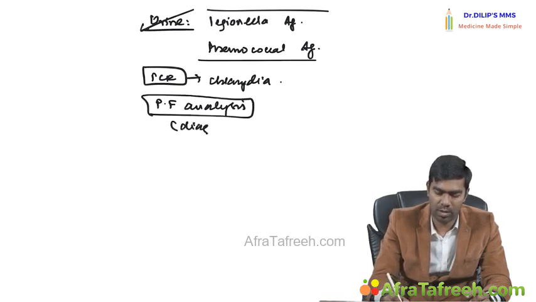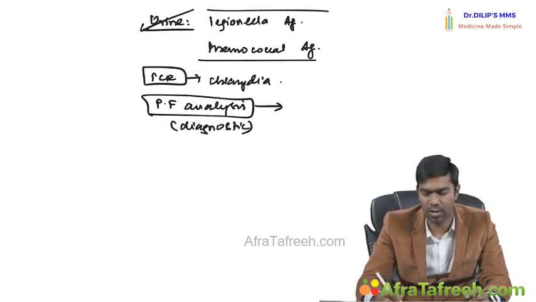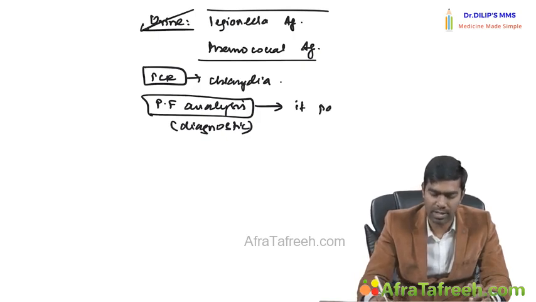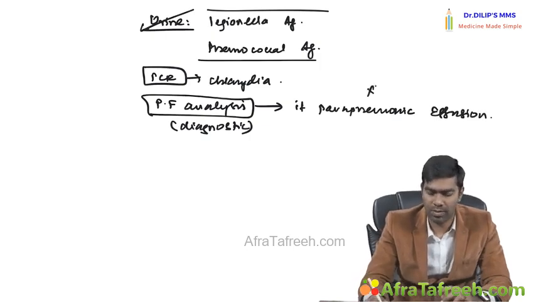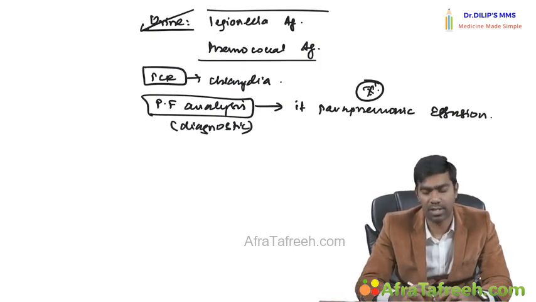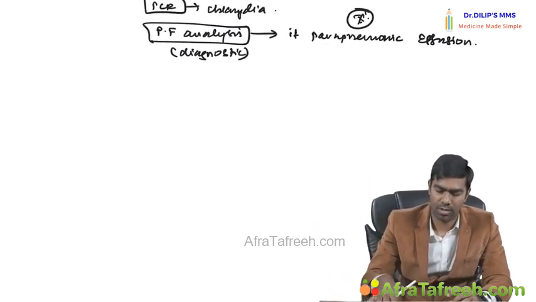Diagnostic pleural fluid analysis, I'm not talking about therapeutic thoracentesis. Diagnostic thoracentesis you can do, and take a sample for pleural fluid analysis if the patient has evidence of parapneumonic effusion. These are very important points. If the patient has evidence of parapneumonic effusion. Clear?